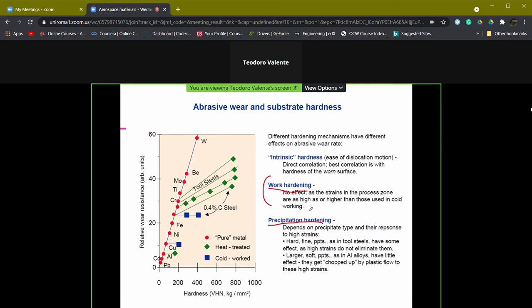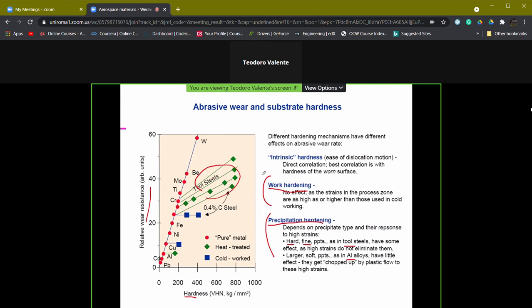Precipitation hardening can have beneficial effects, but depends on the precipitate type and their response to high strains, because high strains as well as high stress are localized at the asperities of the material surfaces. Hard, fine precipitates, as in tool steels, have some positive effects. You see here the relative wear resistance with respect to increasing hardness. But larger particles, like those precipitated in aluminum alloys, essentially have no effect.